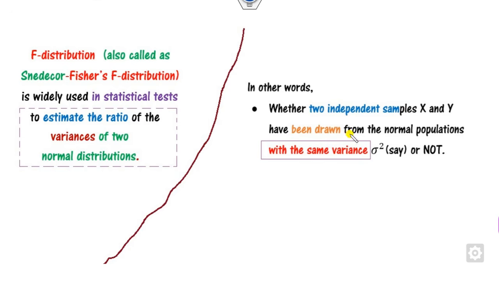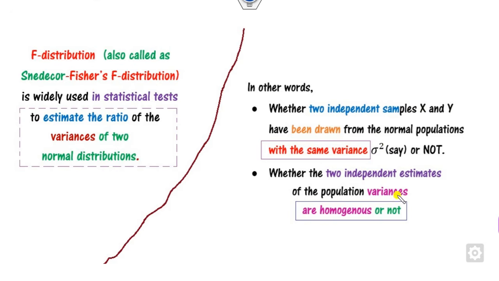Or in other words, you can say whether there is any significant difference between the two sample variances x and y or not. Or whether the variances of the two independent estimates are homogeneous or not. So both have the same meaning. In order to check whether this condition holds or not, we will apply the F test.